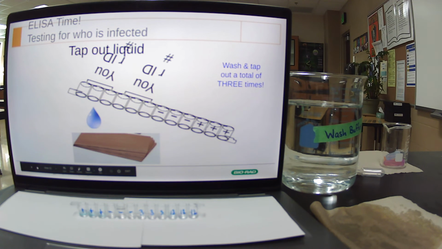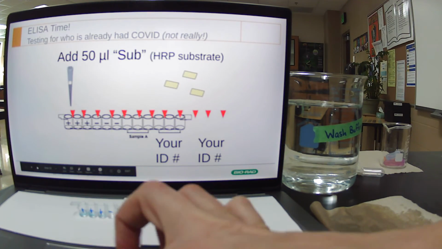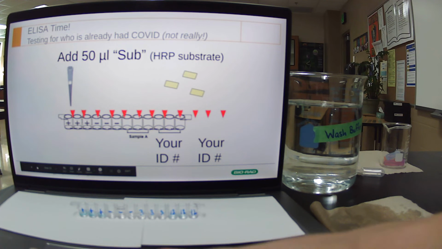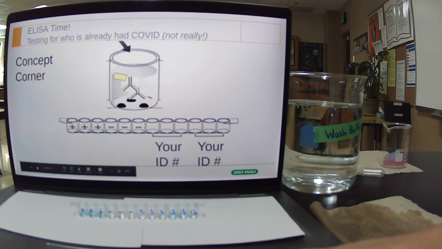So now what's happening, and you might be able to see that our positive controls are already starting to change, so we'll be able to read this in just a minute. We're adding the substrate that the enzyme we put in last time acts on. And we're waiting to watch for a color change.